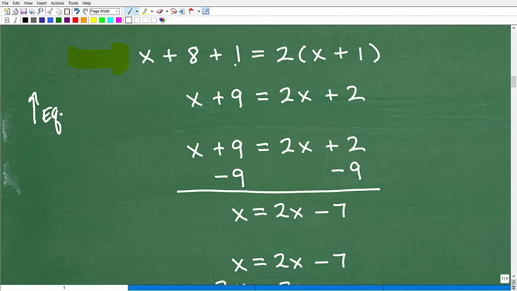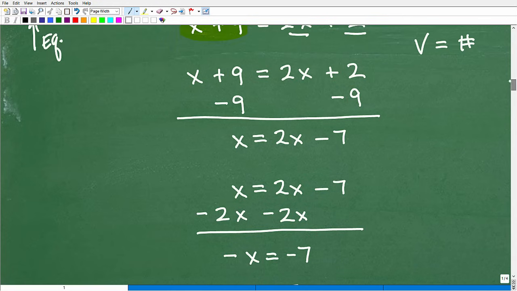So we have x plus 8 plus 1 is equal to 2 times x plus 1. So we have x plus 8 plus 1. That's going to be the same as x plus 9. And then here, I can use the distributive property. So 2 times x is 2x, and 2 times 1 is 2. That's where we're at. We don't have any like terms on either side of the equation. Remember, when we're solving equations, we want the variables on the left and the numbers on the right. So I'm going to start moving over the number I have on the left-hand side. That's 9. So I'm going to subtract 9 from both sides of the equation. That's what I'm doing right here. So I get x is equal to 2x minus 7.